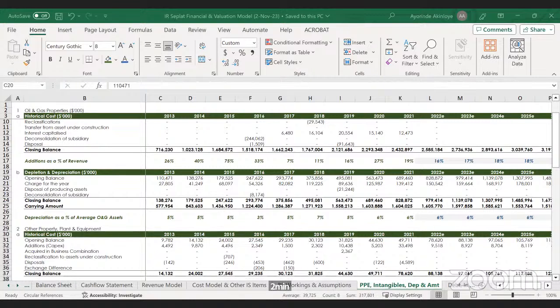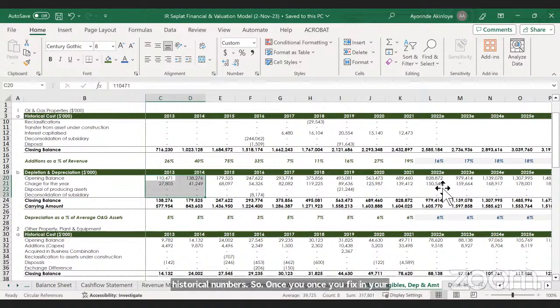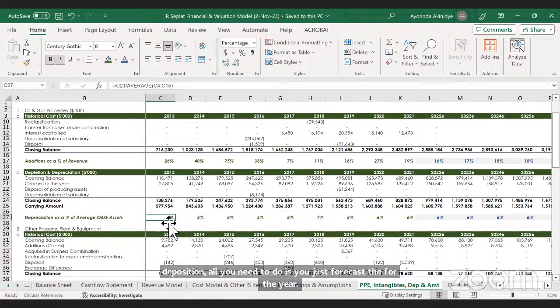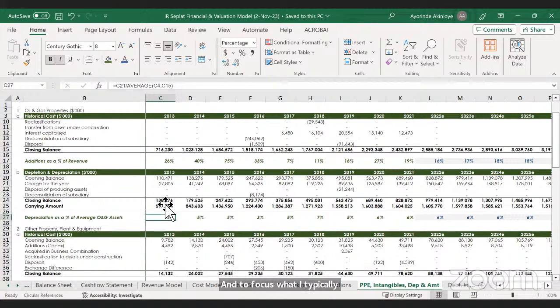So you pick the depreciation figure. You have the depreciation figure here, accumulated depreciation. So you just pick the total to populate your historical numbers. So once you fix in your depreciation, all you need to do is just forecast the depreciation for the year. And to forecast, what I typically do is I do depreciation as a percentage of oil and gas assets.